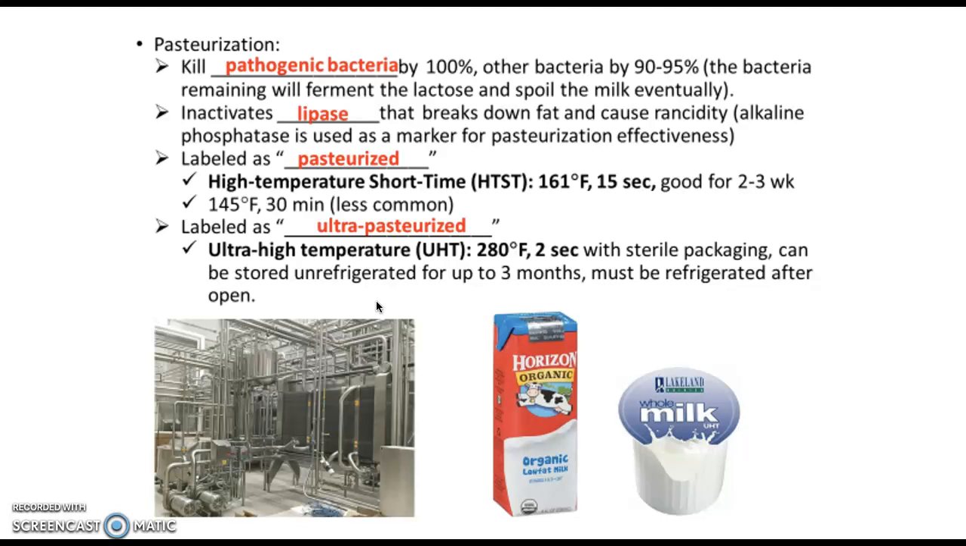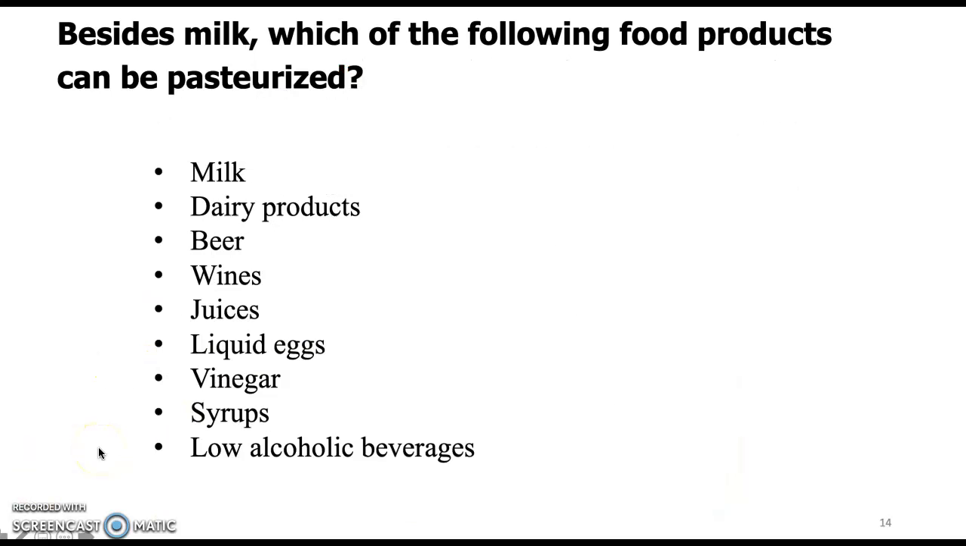If there's sterile packaging, then that will produce aseptic processing. That food can be stored under unrefrigerated conditions for 3 months. But once it's opened, we have to refrigerate it right away. So we have always been talking about milk, but beyond milk, what else do you think can be pasteurized?